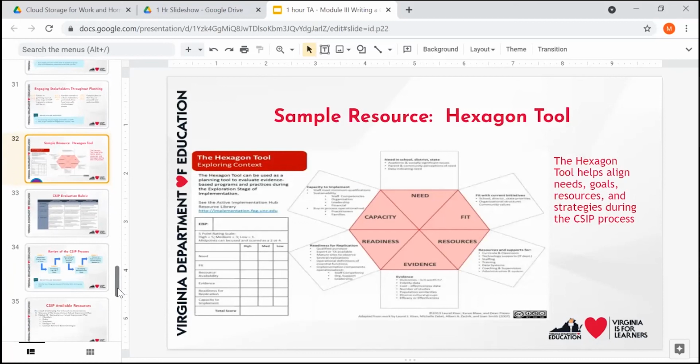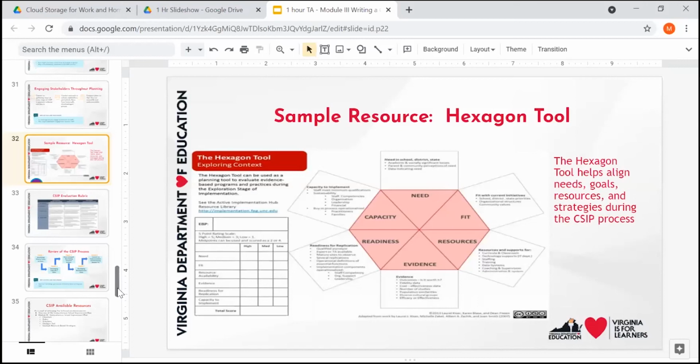Is the strategy you're implementing a good fit? As you're talking about what essential action you might implement or evidence-based intervention, do you have the resources needed? What does the evidence show us about the strategy? What does the research tell us? Are we ready? Do we have the capacity within our building?